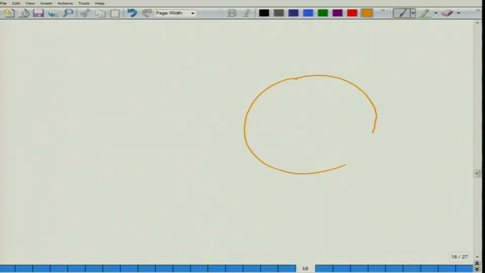The next solid figure is a sphere. Similar to a circle, a sphere consists of a center O, and it consists of all the points that are at the same distance r from the center in the 3 dimensions. As in the case of a circle, here also we can define diameter as twice the radius. The surface area of a sphere is given by 4 pi r square, and the volume of a sphere is given by 4 by 3 pi r cube.